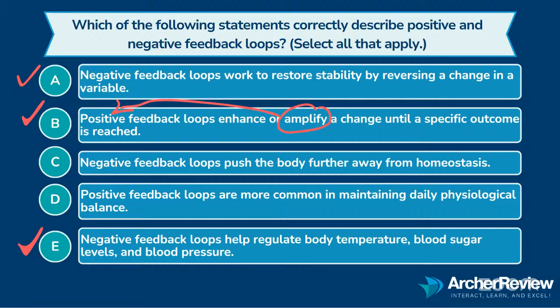Now let's take a look at C and D. C, negative feedback loops push the body farther away from homeostasis. That's completely untrue, but we could say that positive feedback loops do. They do push the body farther away from homeostasis to a set point. The child is born, the wound quits bleeding, things like that. D, positive feedback loops are more common in maintaining daily physiological balance. No, negative feedback loops are. They maintain our daily physiological balance.